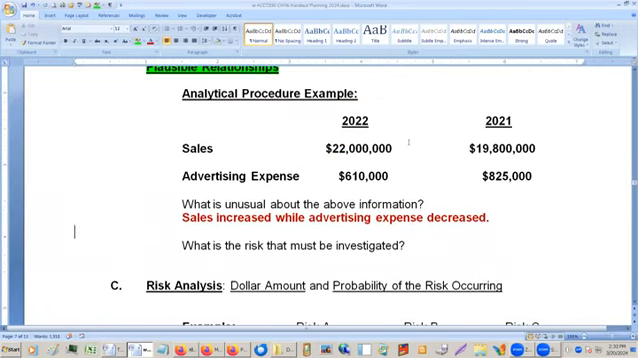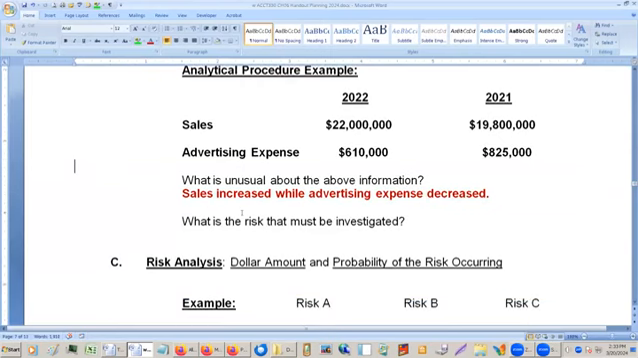Is this proof of fraud? I wouldn't say it's proof. No, it's not proof. It could just be they found a better way to sell stuff, and they do it more cheaply. There are explanations that don't point to fraud. However, you're going to want to investigate this because it is unusual.